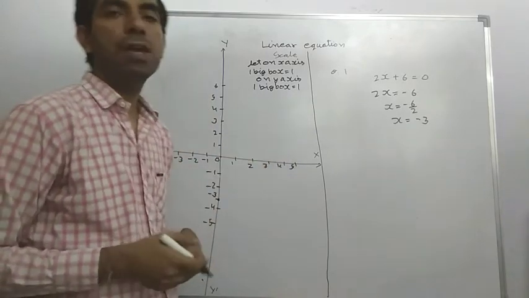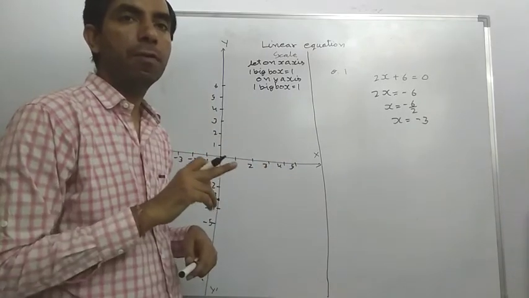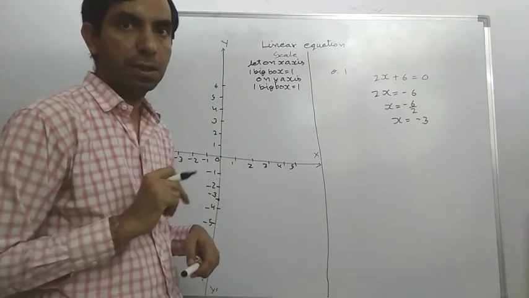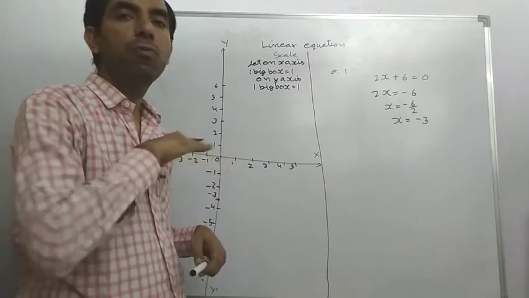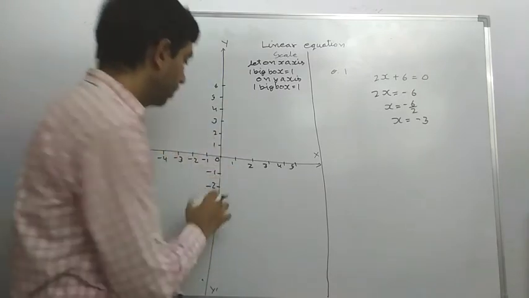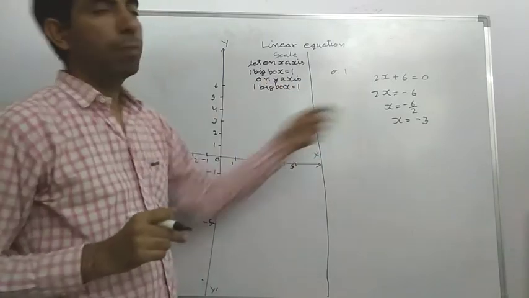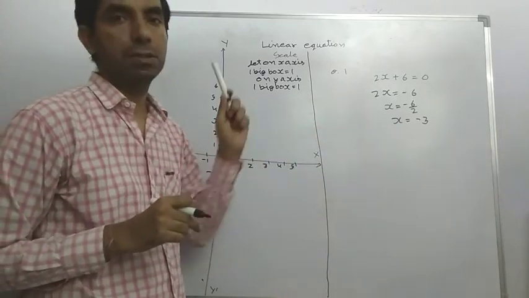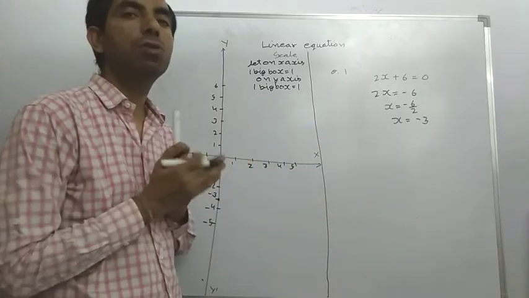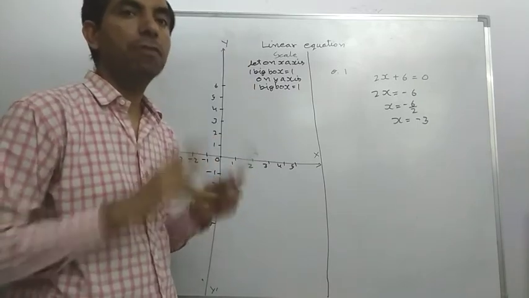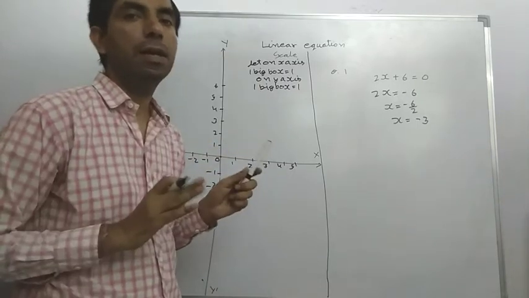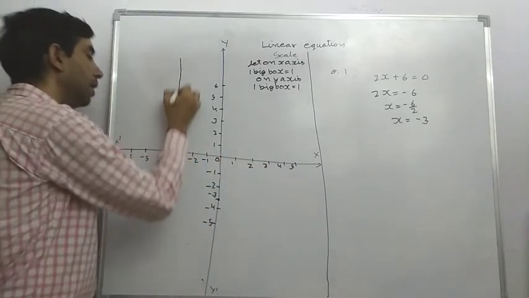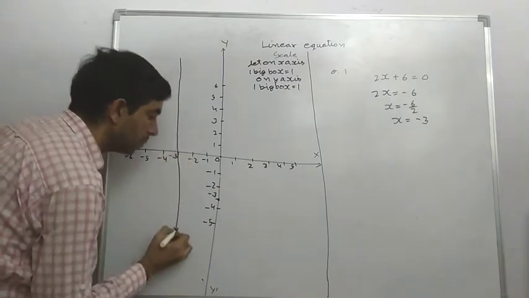Here we are finding the value of x. If we are finding the value of x in a linear equation, then we represent it parallel to, sorry, if x is equal to minus 3, then we represent it as a line parallel to the y-axis. Because the x value is fixed, we do not draw it parallel to x. The variable whose value is not fixed is the one that is represented as a line. Means we represent a line from minus 3 parallel to the y-axis.